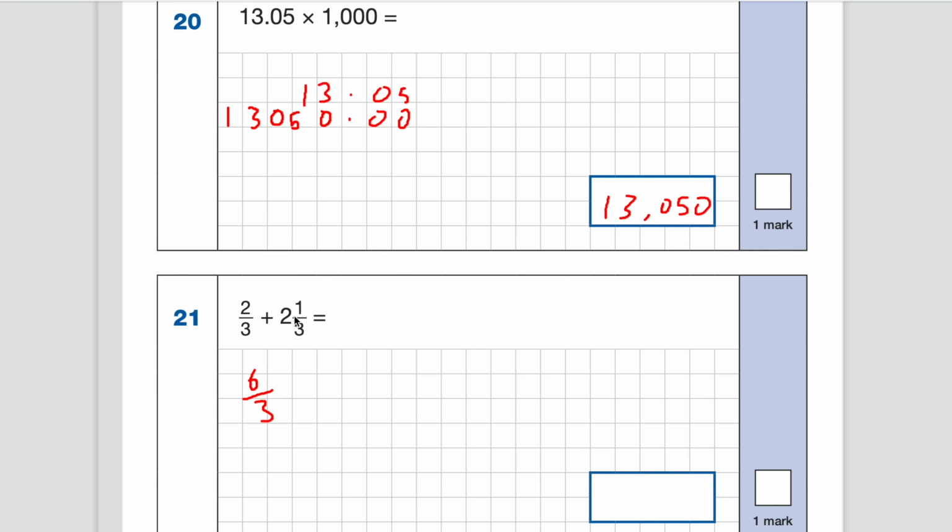So if we add that, 6/3 plus 1/3, that is 7/3. That's exactly the same as this number here. 7/3 equals exactly the same amount. So finally, it's 2/3 plus 7/3, which is 9/3. And again, you don't need to change this into a mixed number. Just leave it as it is and you'll get the mark.